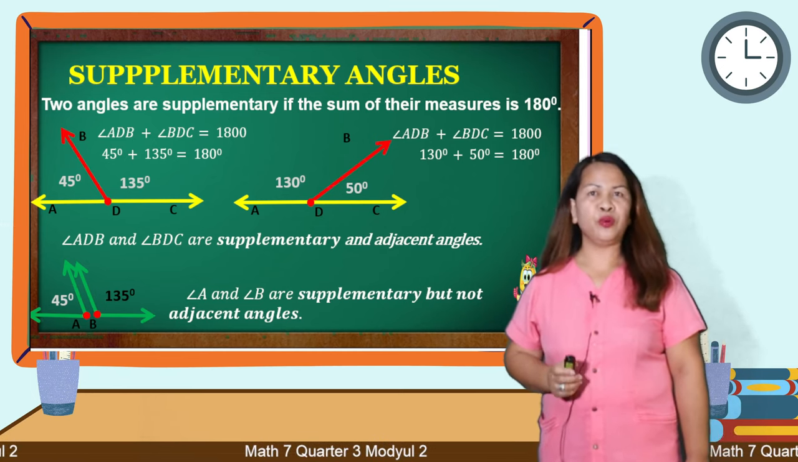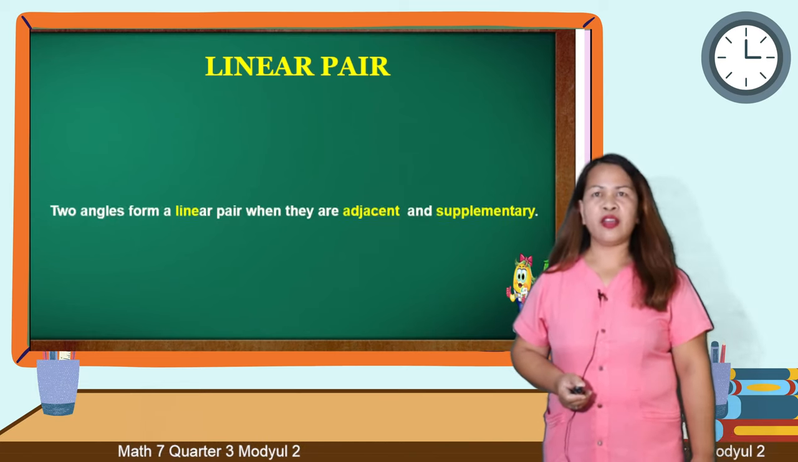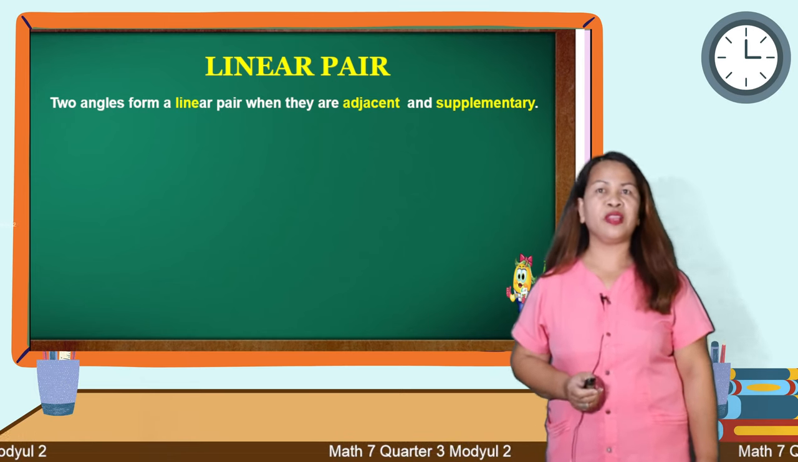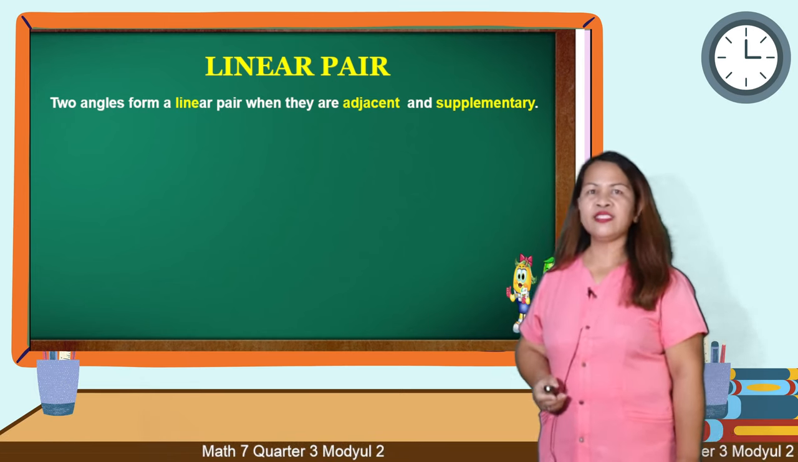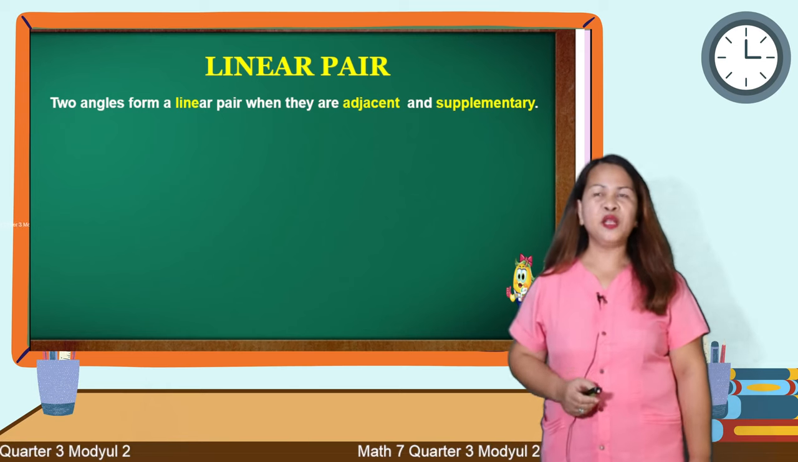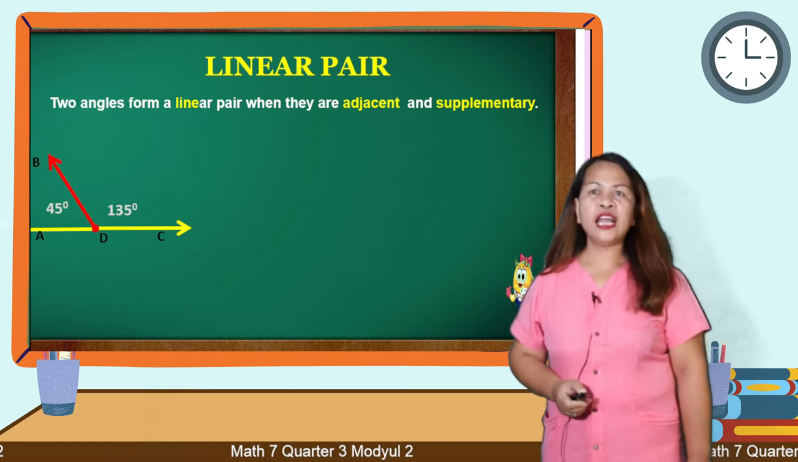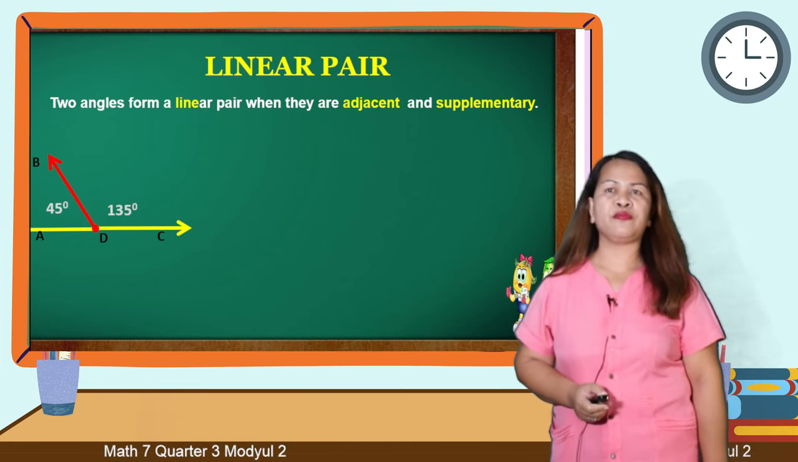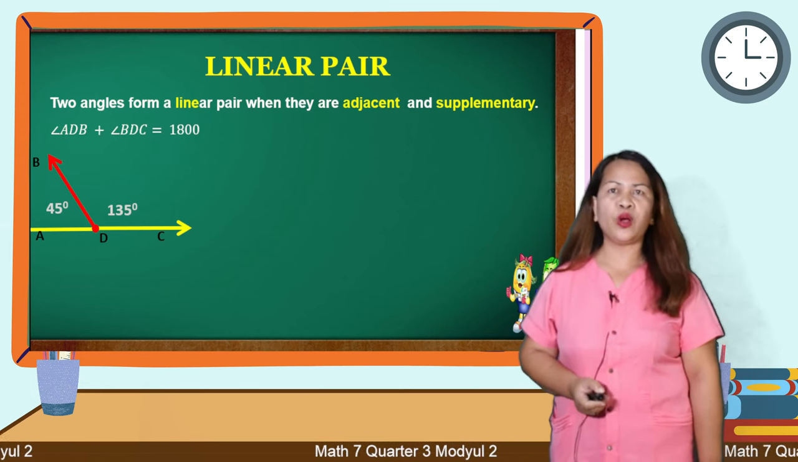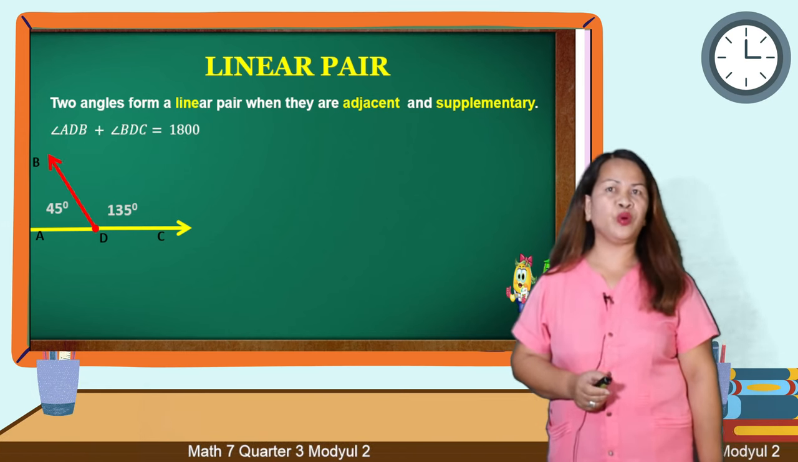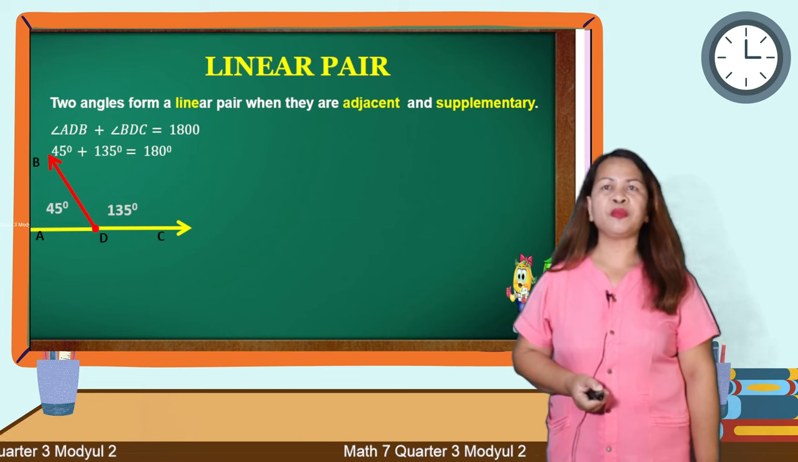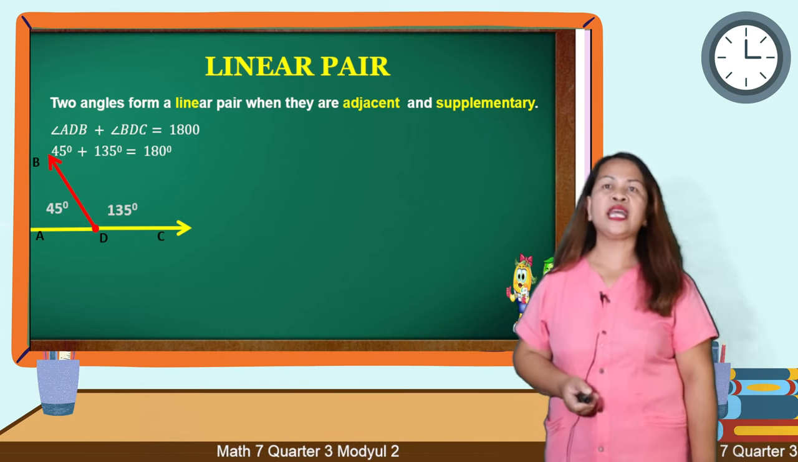Okay, three to go. So linear pair. Two angles form a linear pair when they are adjacent and supplementary. Take note of the highlighted words, adjacent and supplementary. And the other one is line. Angle ADB measures 45 degrees and angle BDC measures 135 degrees, and when we add them, their sum is equal to 180 degrees. So 45 degrees plus 135 degrees is equal to 180 degrees.